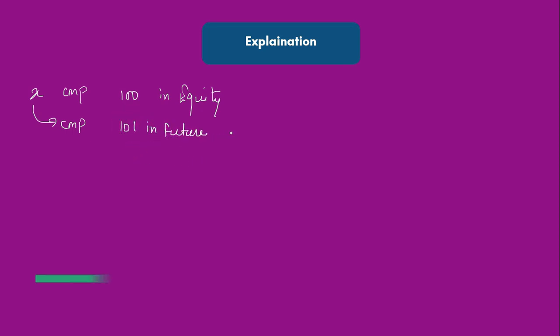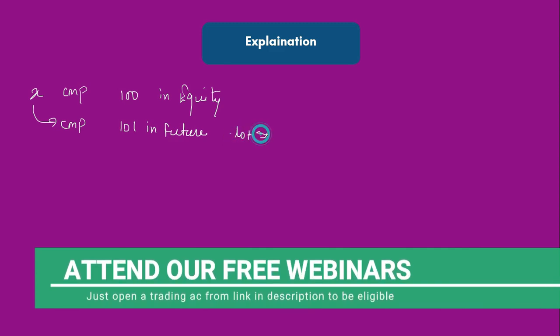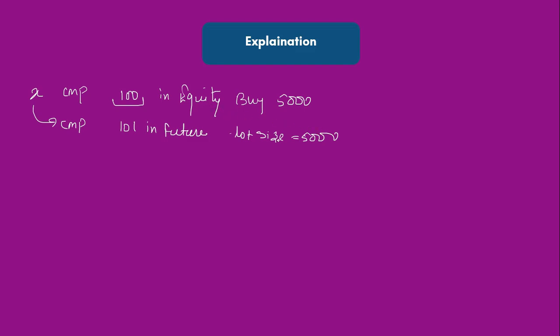Now let us say the future lot size is 5,000. So what I have to do to set up an arbitrage is buy 5,000 shares of X stock at 100 rupees in equity, and sell, or short, one lot in futures. So I am buying in equity and shorting, or selling first, in futures at 101. There is a 1 rupee price difference.